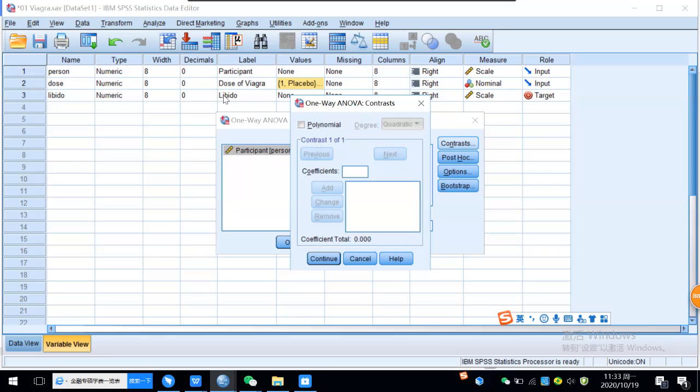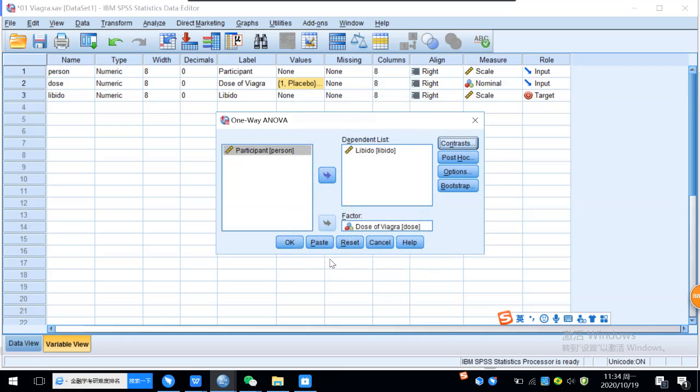Here, the coefficients are for the libido. The first is placebo, right? The placebo is one group, so we will use 1 for the placebo. This is the coefficient for the placebo. We add it. The second is low dose of Viagra, and the third is high dose of Viagra, right? So in this group we have 2 levels, and for each level the coefficient will be minus 0.5, because 0.5 plus 0.5 is equal to 1. Because it's another group, we use minus 0.5, minus 0.5. It means this is one group, and this is another group.